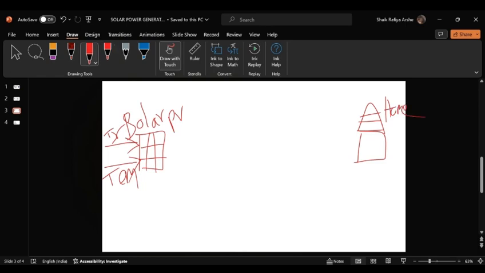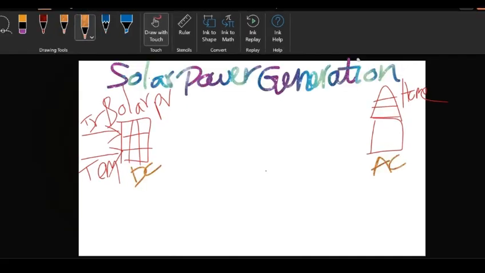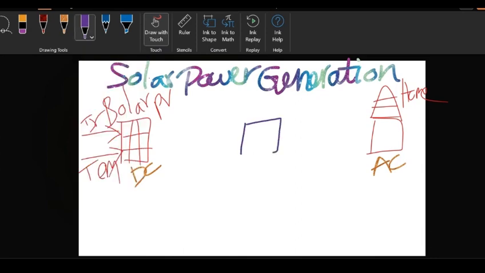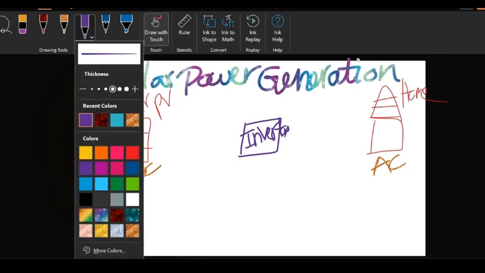This is the solar power generation for home. So we are taking the home. The home uses AC voltage, while solar power produces DC. So we are converting DC to AC, and for that we are using an inverter. The inverter converts DC to AC, but not pure AC.